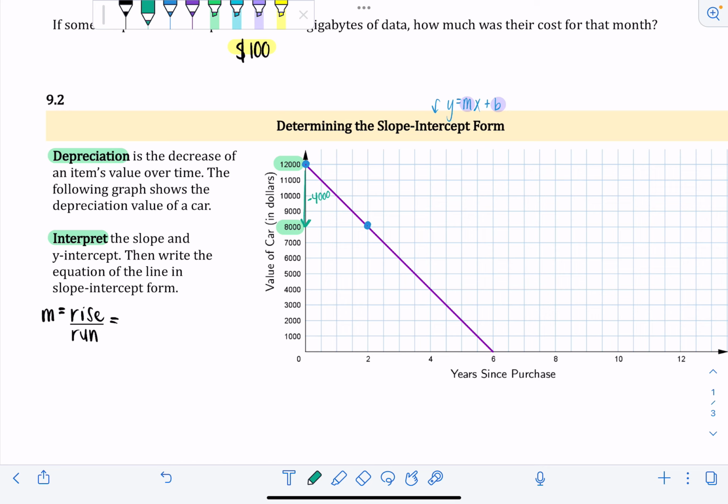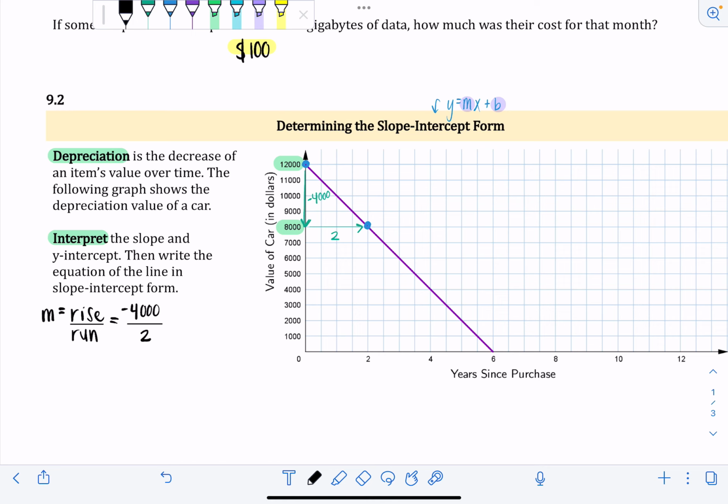And then my run, hold on, I'm going to add that to the rise. So I'm going down 4,000, so my rise would be negative 4,000. And then my run is how far over I have to go. So I'm going to the right. I'm starting at 0 and then going to the right 2. So my run would be 2.